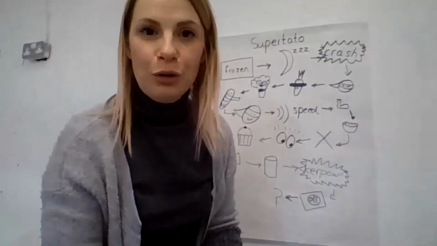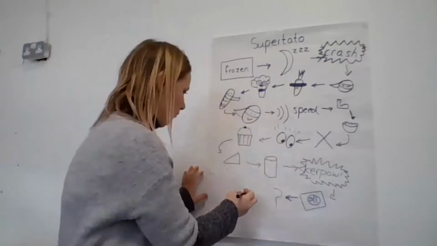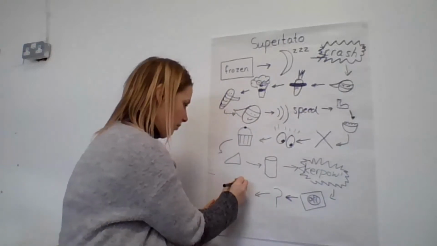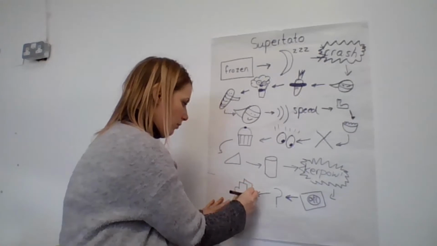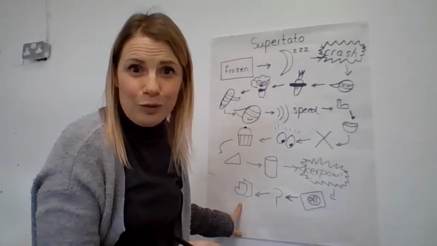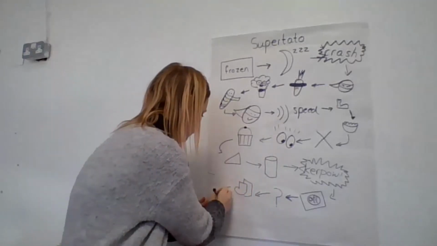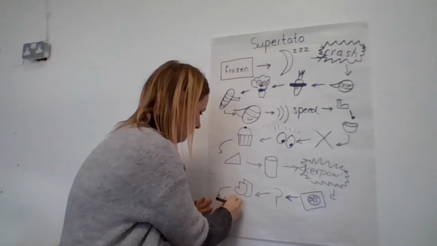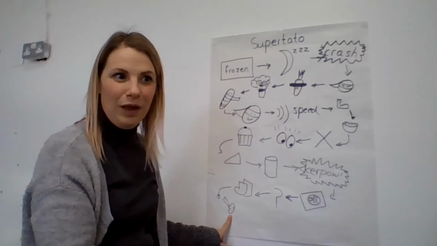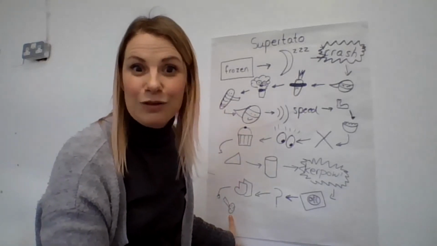So I'm going to do a picture of some shoes because Supertato tries to run away. See my picture? Supertato tries to run away. He's nearly caught, but the evil pea gets a masher. There's my masher. And finally, at the end, the evil pea gets trapped.